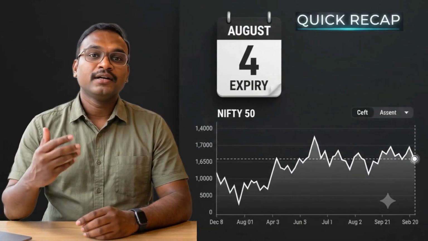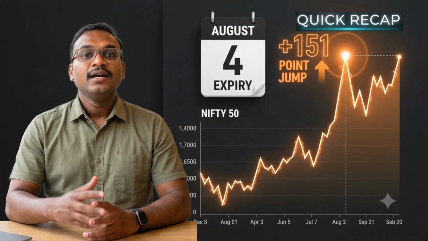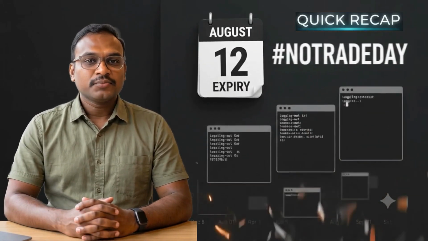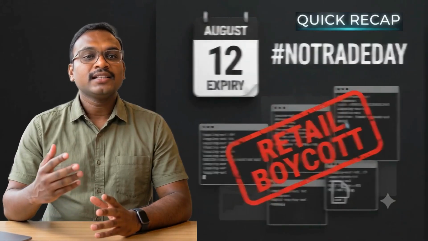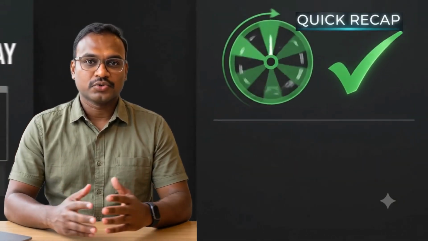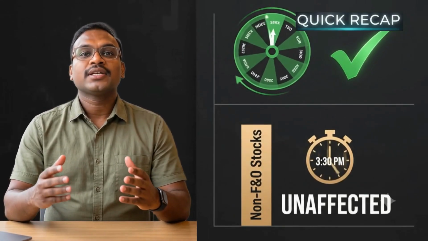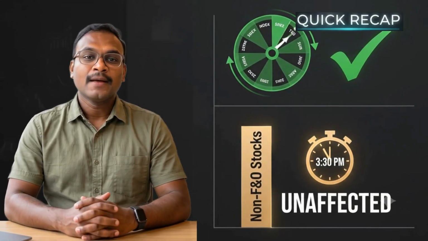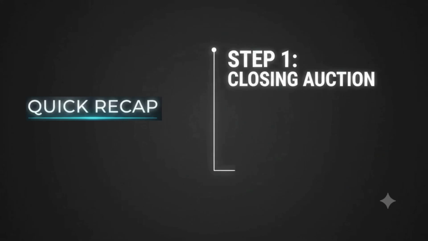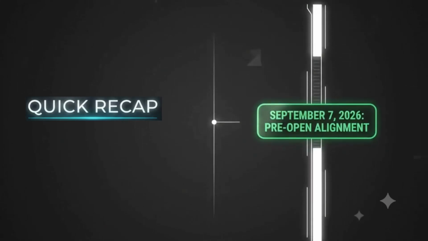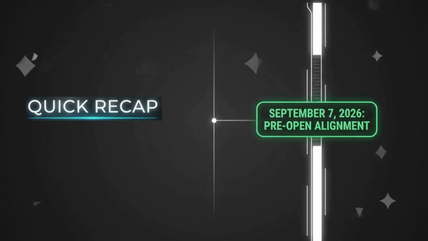The August 4th Nifty expiry saw a real approximately 150-point closing surprise, sparking a retail trader boycott on August 12th. Index options keep trading continuously, but index closing levels are affected via constituent stocks. Non-F&O stocks are unaffected, still closing at 3:30 pm as before. This is step 1 of a bigger overhaul. The pre-open auction gets aligned with these same rules from September 7th, 2026.